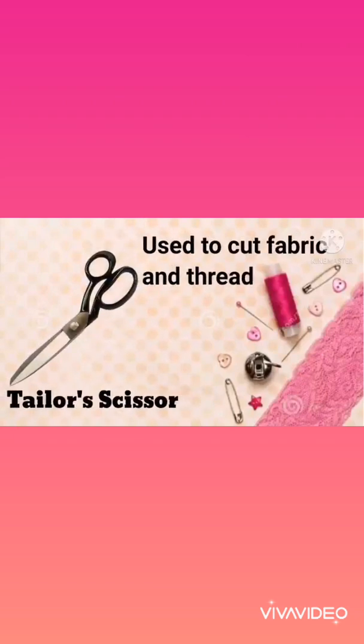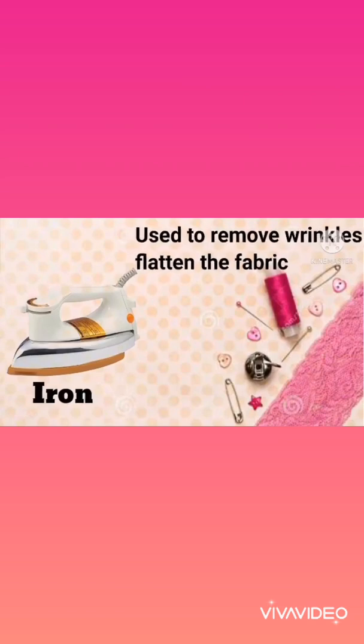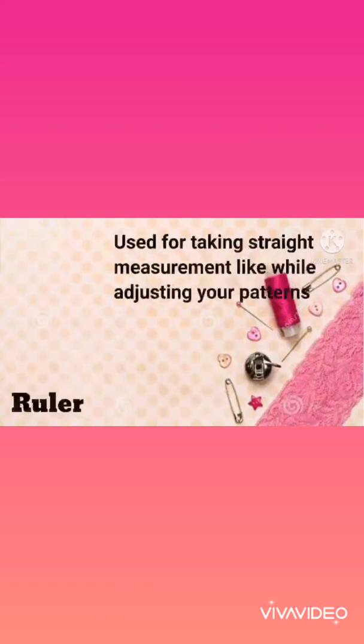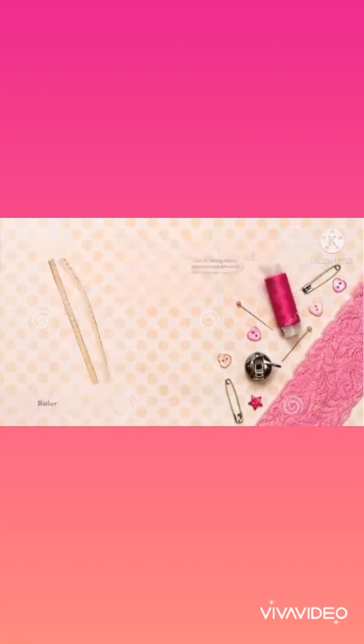Tailor's scissor, used to cut fabric and thread. Iron, used to remove wrinkles and flatten the fabric. Ruler, used for taking straight measurements, like while adjusting your pattern.